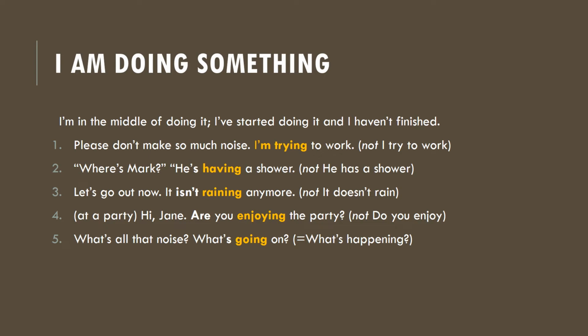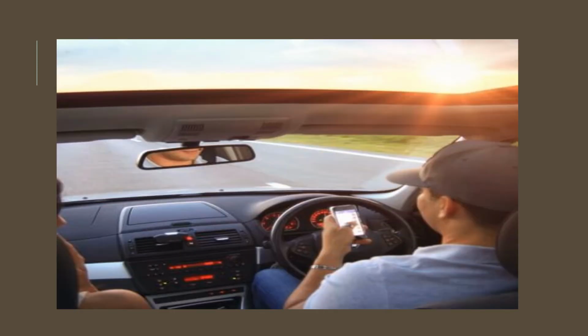Number 5, what's all that noise? What's going on? What's happening? The same. So there is still noise, it has not ended. So I say what is going on, not what goes on, not what does go, etc. This is wrong. So there is a picture that may summarize all of this, which is also found in your book, but here it is a little bit different.